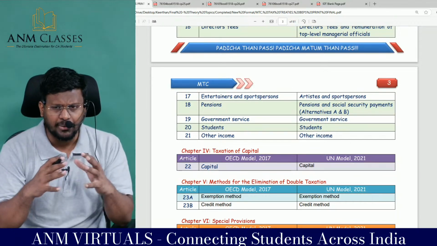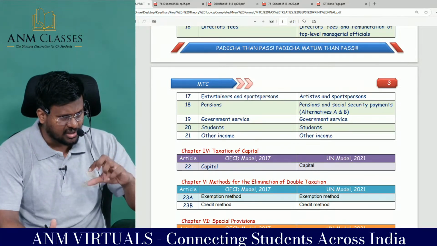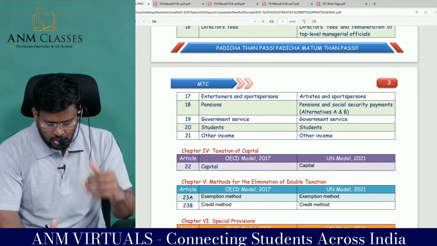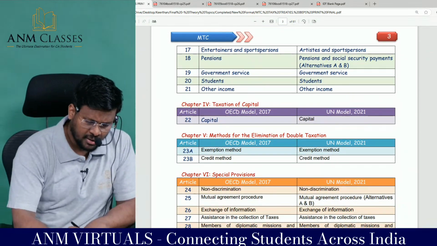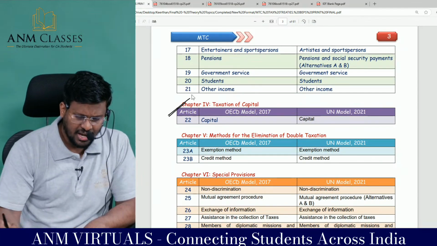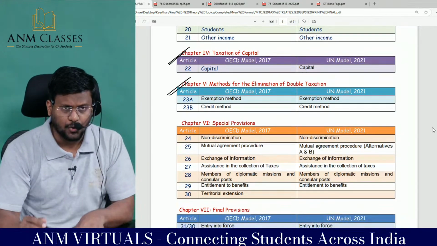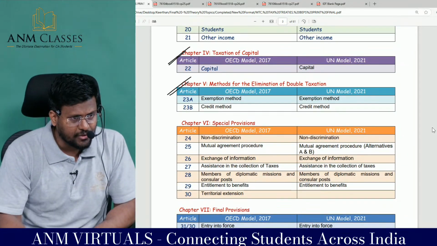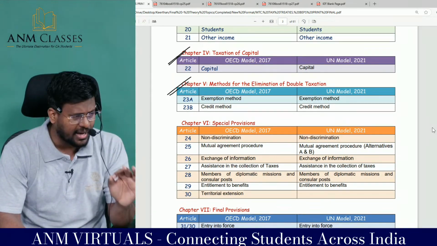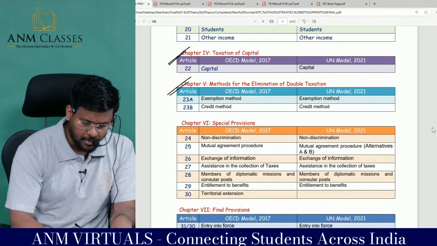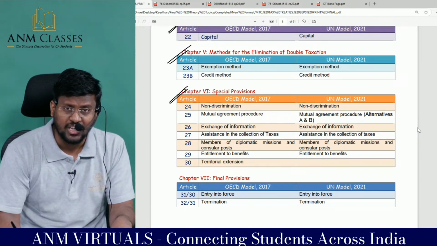There is no need to study all the articles elaborately, because ICA picked certain articles that we have to do in detail. So this is the list of articles in the double taxation convention. Chapter number 4, taxation of capital: article number 22 talks about capital. Chapter number 5, methods for elimination of double taxation. We have two methods, either the exemption method or the credit method, as per article number 23A and article number 23B. Chapter number 6 is special provisions. Article number 24 is non-discrimination. Article number 25 is MAP.